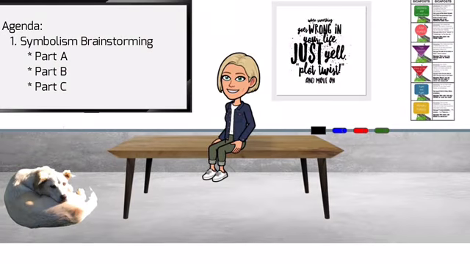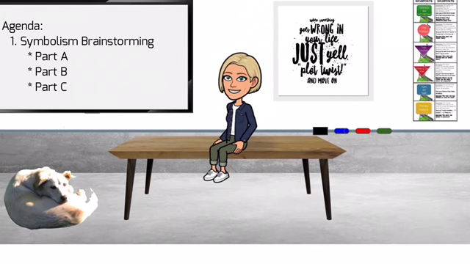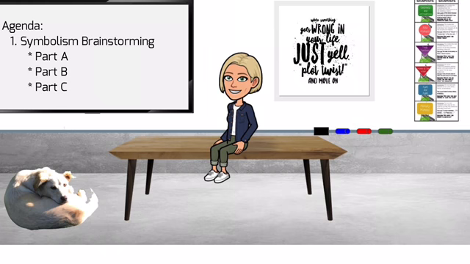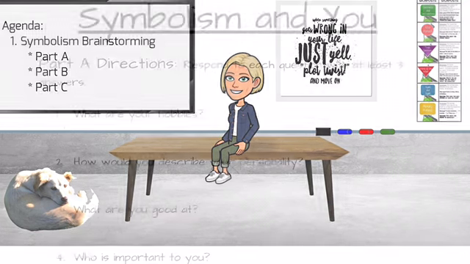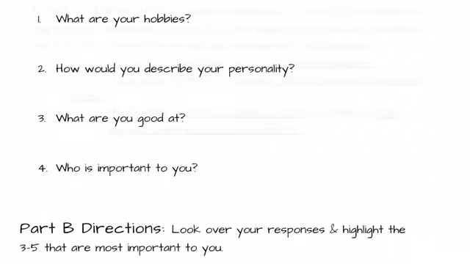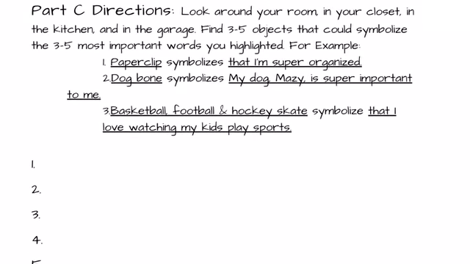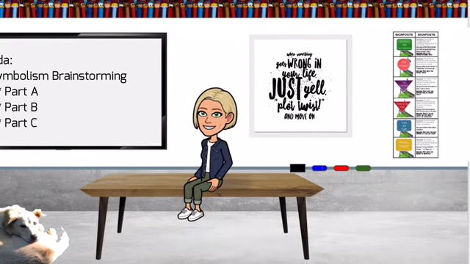There you go. That's the task. You're going to take your symbolism brainstorming sheet and you're going to put it into your LA subject on Notability. Then you're going to work through your brainstorming sheet. Part A, Part B, and Part C. That's it. Once you finish that, you are done.